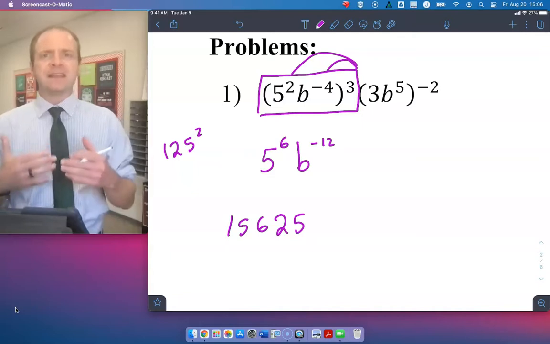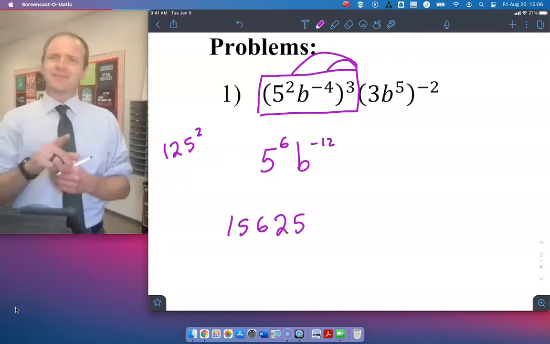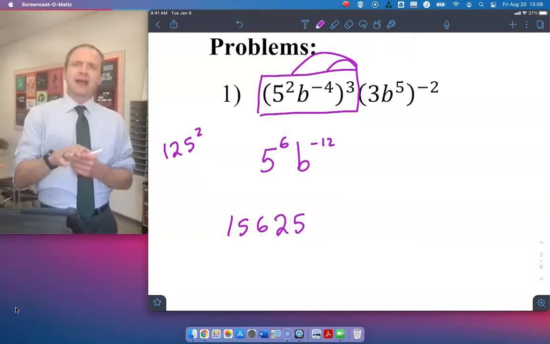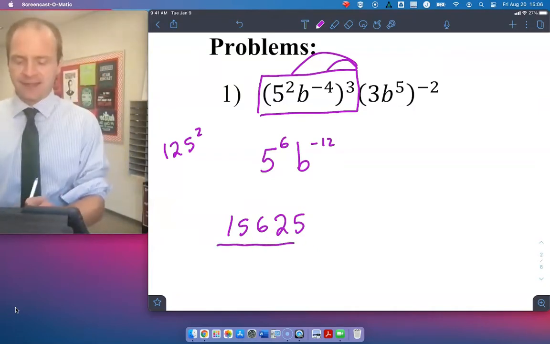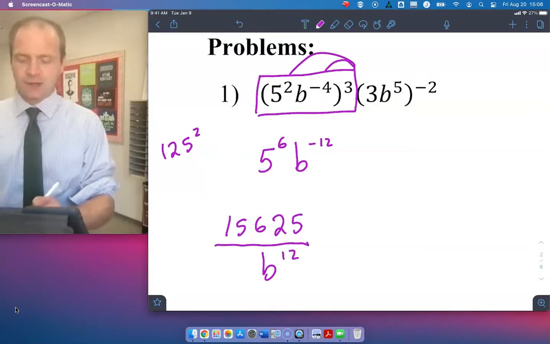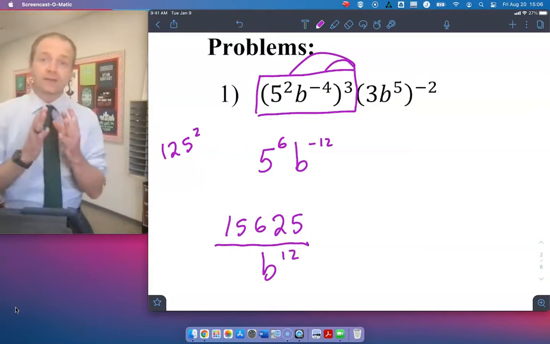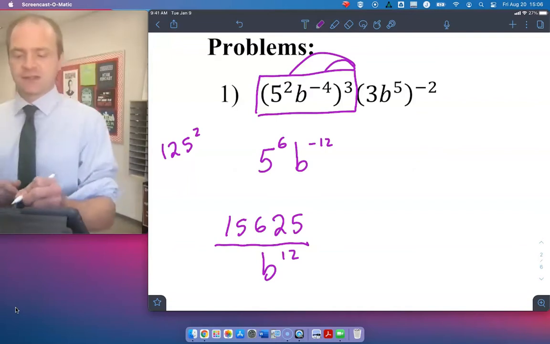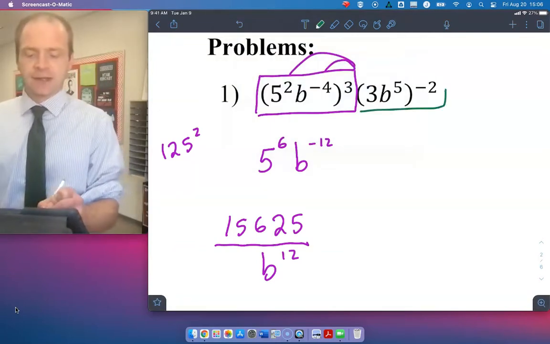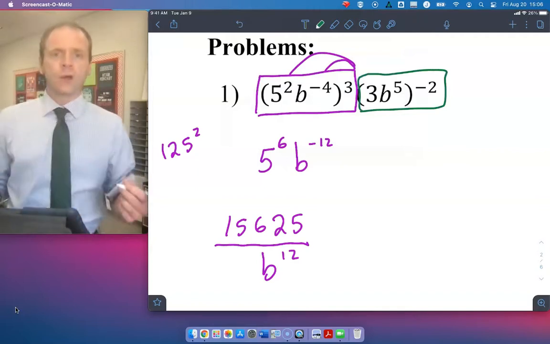And now I have b to the negative 12th. Well, what does that negative mean for the power? That means you have it on the wrong side of the fraction. So I'm going to put it on the bottom, b to the positive 12th. And that's just the first object. I'm going to leave it there, and I'm going to see what happens when I deal with the other object. And so I'll do the other object in green. So in this one, what happens?